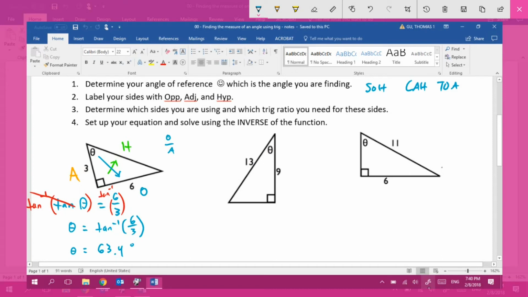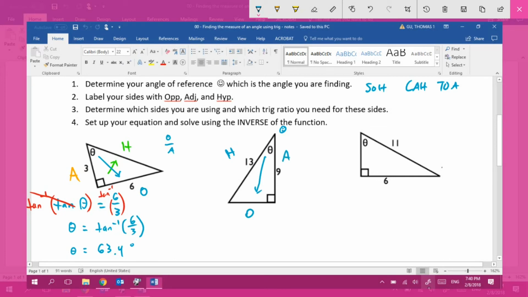Once again, determine your angle of reference. That's over here, where the smiley face is, on the top right. Now let's label our sides. Where's the hypotenuse? That's 13. Where's the opposite side from the theta? That's over here, and it's unknown. And where's the adjacent side? It's the leftover side. That's the 9.